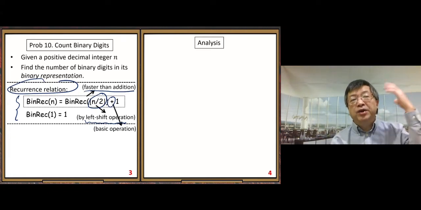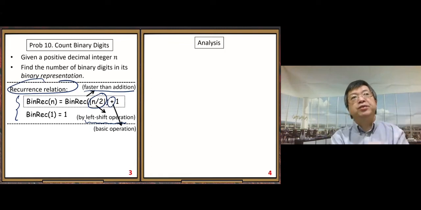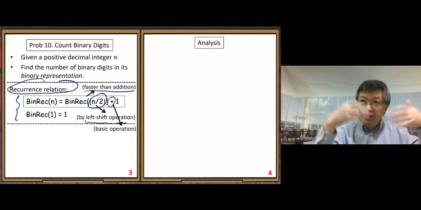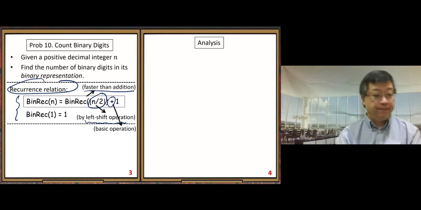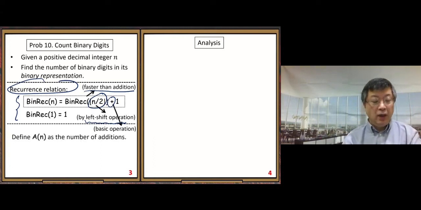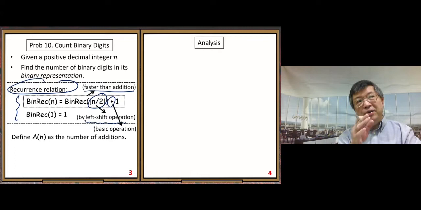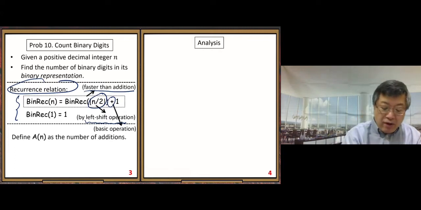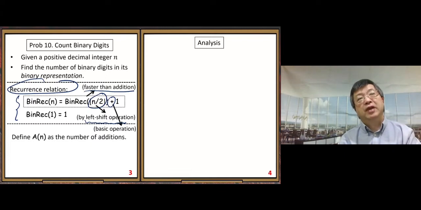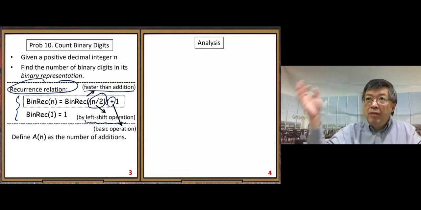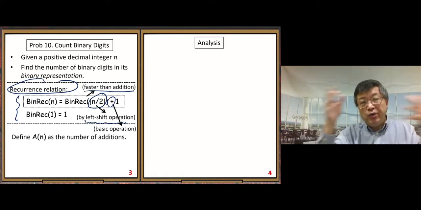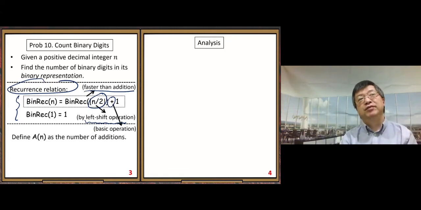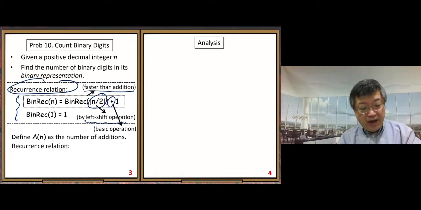At the end, we want to see how many additions we use to find the answer. So now we define an A function as the number of additions. That's our basic operation. We want to count the number of basic operations. So we define a new function for analysis purposes. So A of n, recurrence relation.